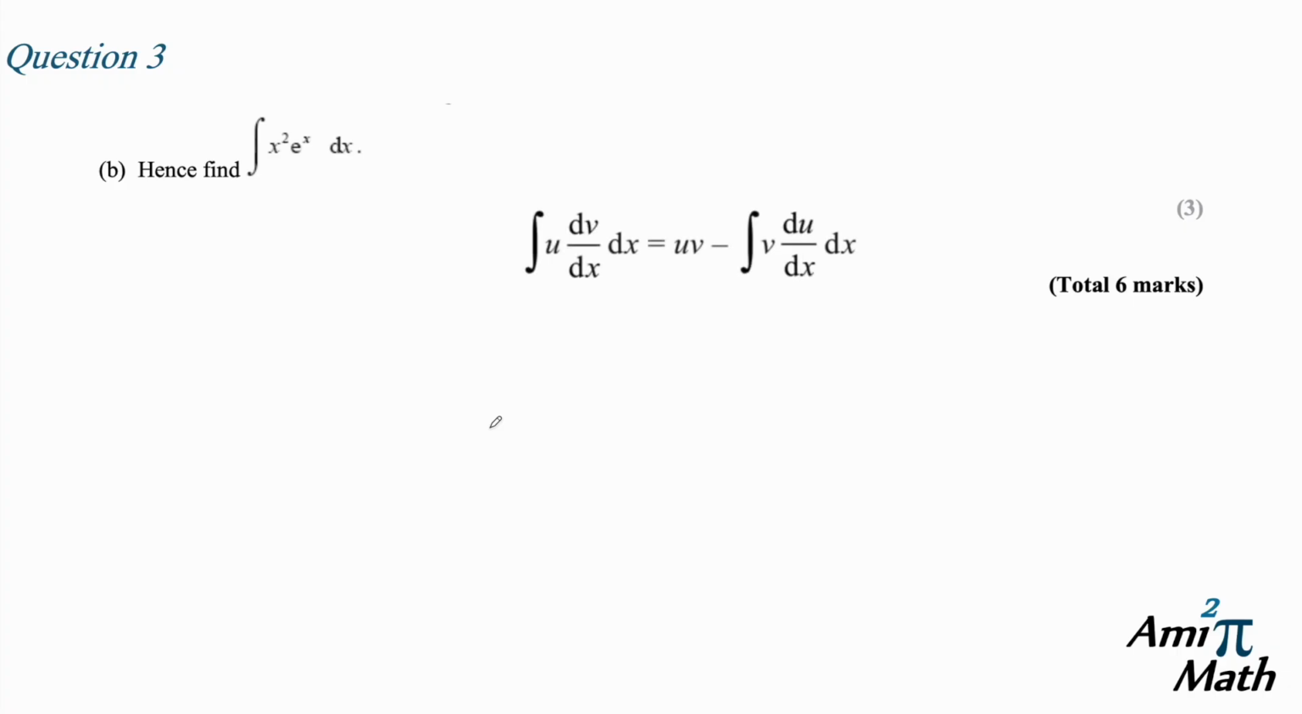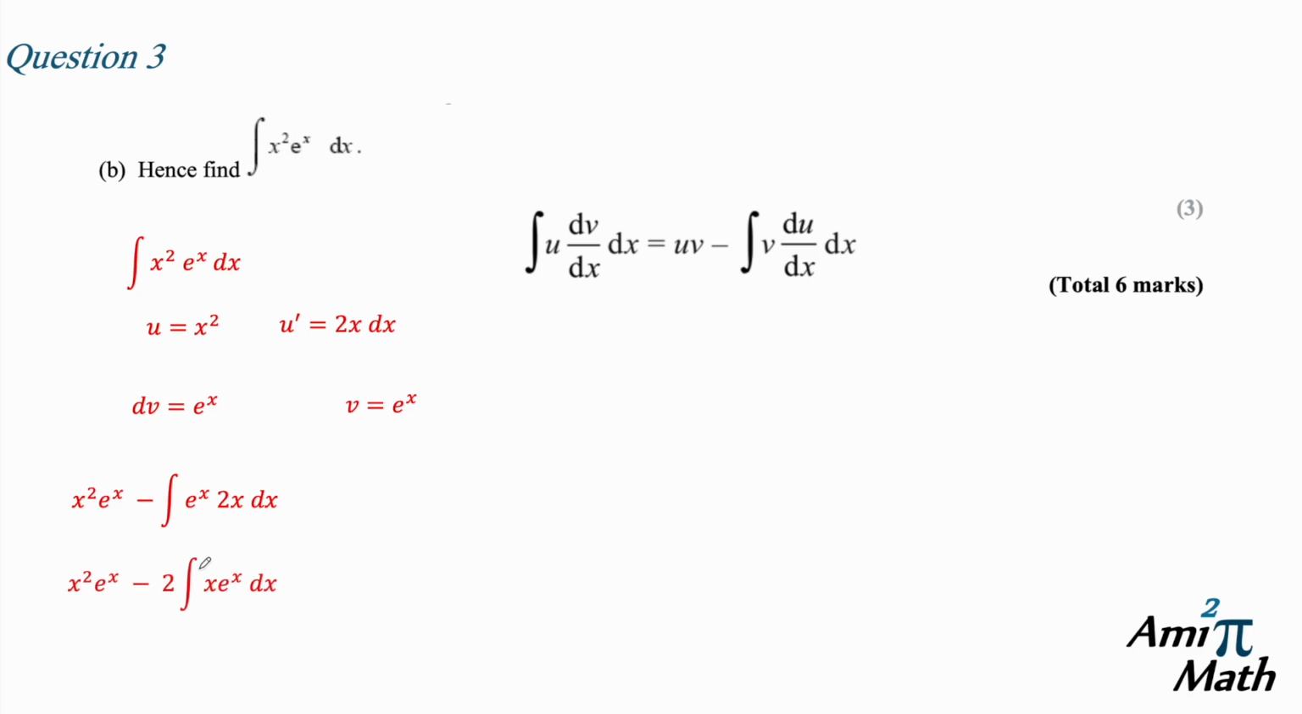So we've got a formula again. This is our equation, and then our u is going to equal x squared, and our u differentiated equals 2x dx. And then dv equals e to the power of x, and v will just equal e to the power of x. And then we put these back into the formula. You have x squared e^x minus the integral of e to the power of x times 2x. And we can take the 2 out and put it in the front here, and you have x e to the power of x.